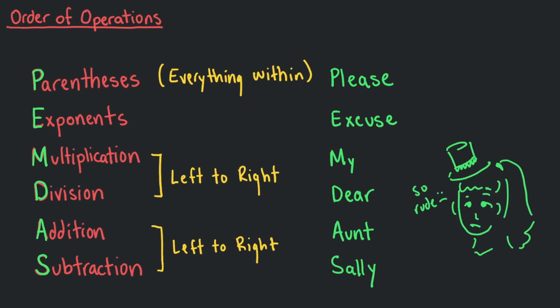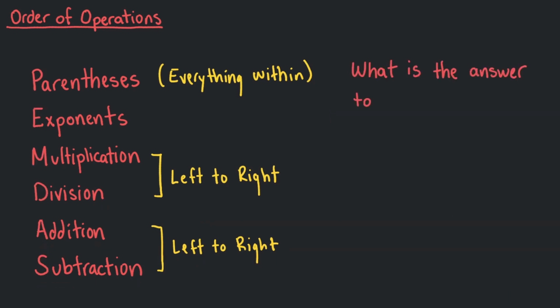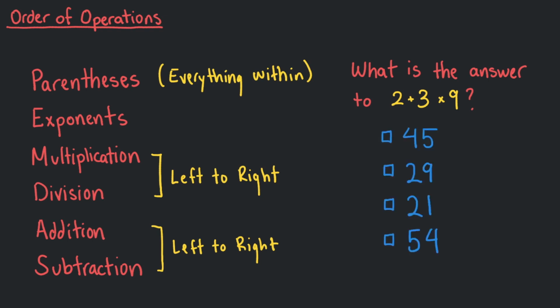Starting with the P, we start with solving everything within parentheses before moving on to exponents. Then we calculate all the multiplication and division from left to right, and the last step is to do the same left to right calculations for addition and subtraction. Based on these rules, what is the answer to 2 plus 3 times 9?